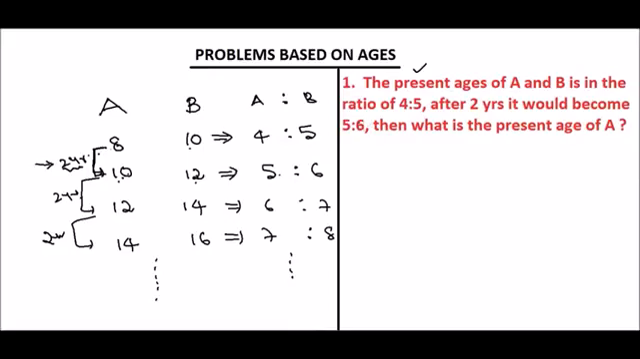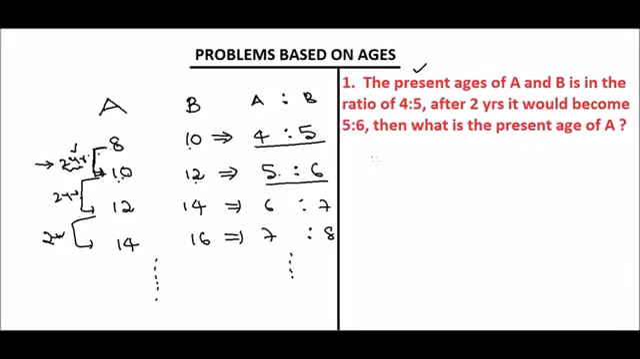This is a most commonly asked question in various competitive exams, and it is the basic question to understand the concept of ages problems. So now, how to go for this one? I have used the same figures: 4:5 from here, and after 2 years, 5:6, to make you understand the concept in continuation of the example.